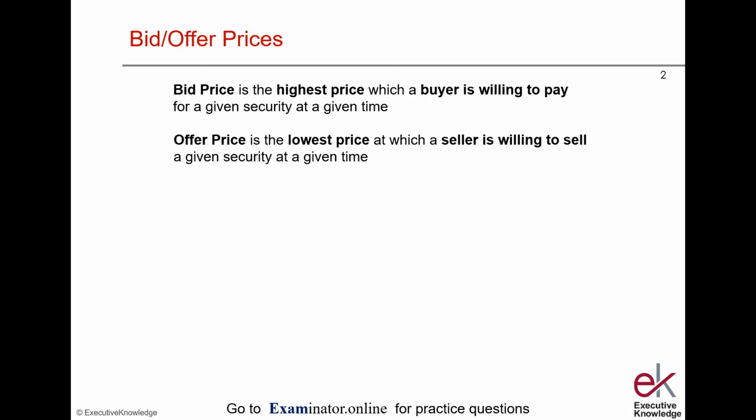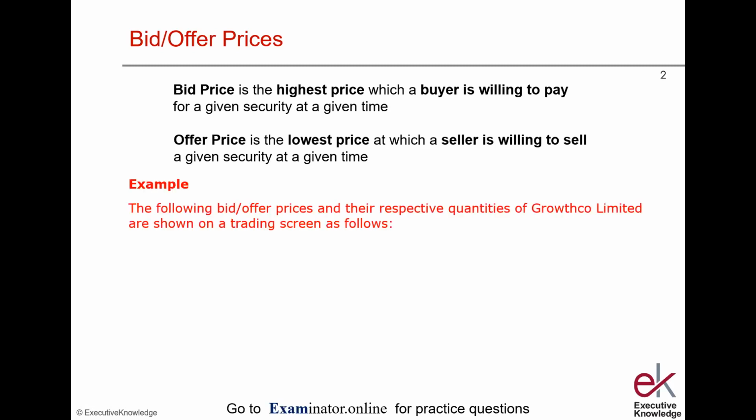Conversely, offer price is the lowest price at which a seller is willing to sell a given security at a given time. So with my house example, that is the lowest price the seller of the house is willing to go to make the sale. Now, both of those concepts can be examined separately in a paper 8 exam question. Now, let's look at an example and show how the bid offer mechanisms work.